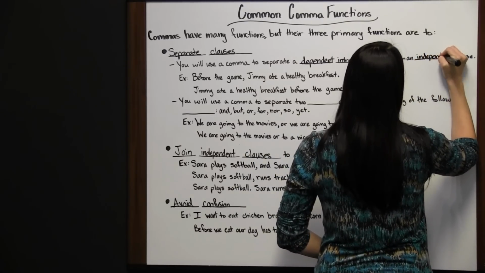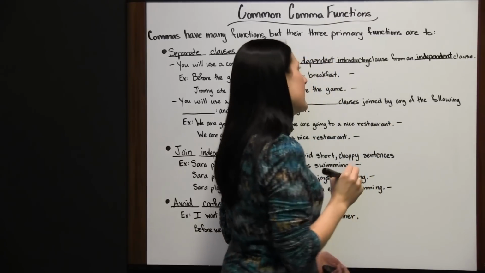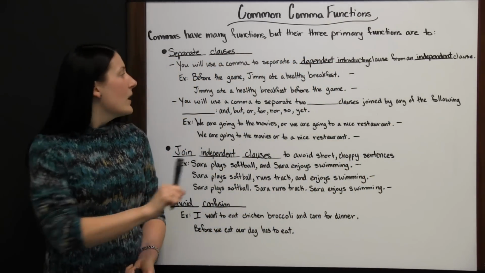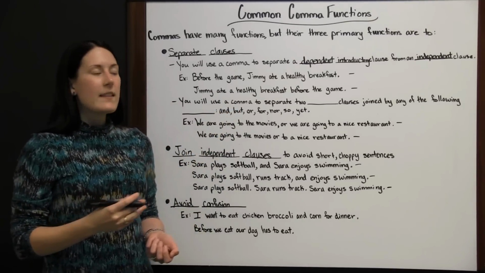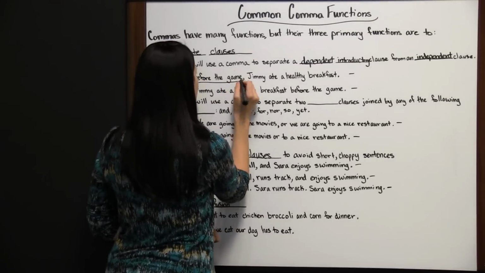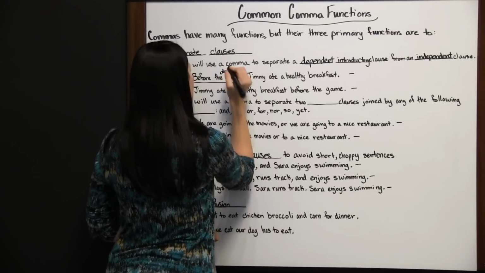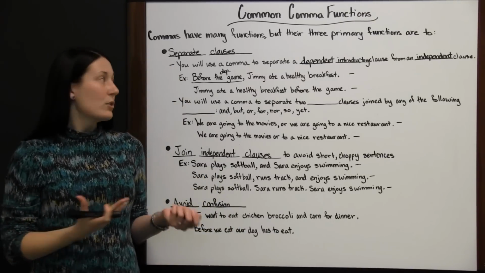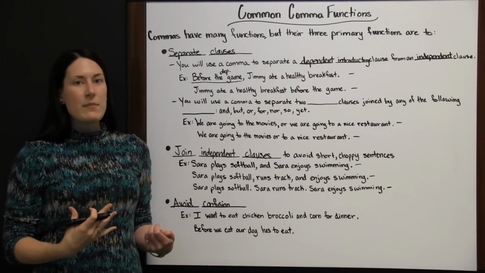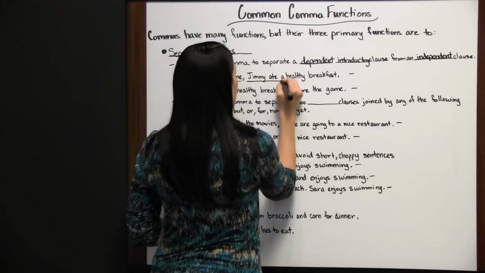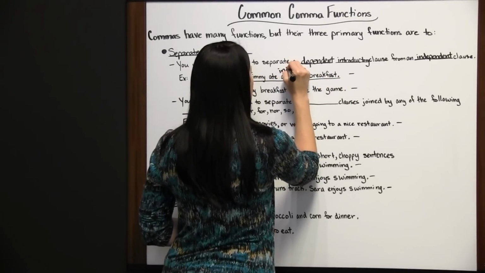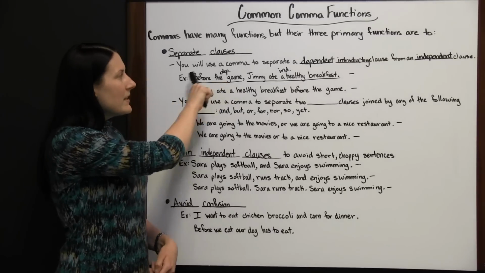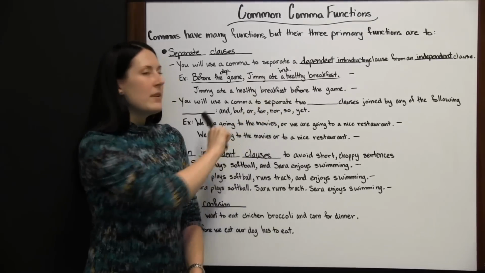So one way that dependent clauses are used is as an introduction to a sentence. For instance, before the game, Jimmy ate a healthy breakfast. We use this comma to separate the dependent clause. So before the game is dependent. You cannot say before the game all by itself and have it be a complete sentence. It's only a prepositional phrase. So it is a dependent clause. But then you have Jimmy ate a healthy breakfast. This would be independent. It could stand all by itself. So we are separating the dependent introductory clause from the independent clause.